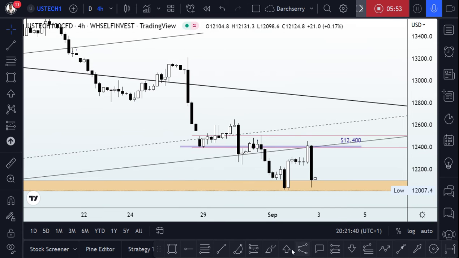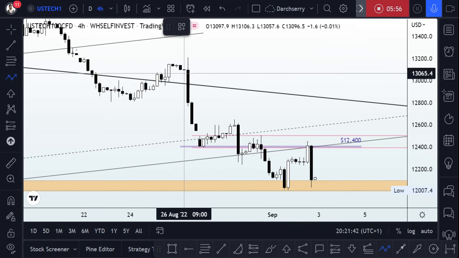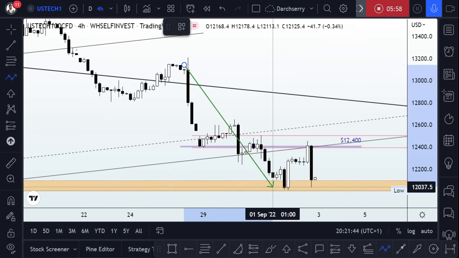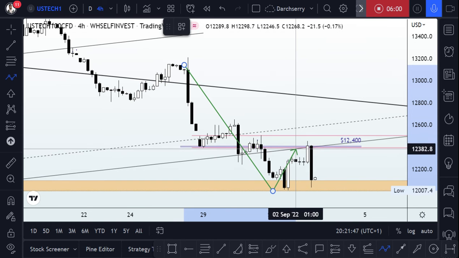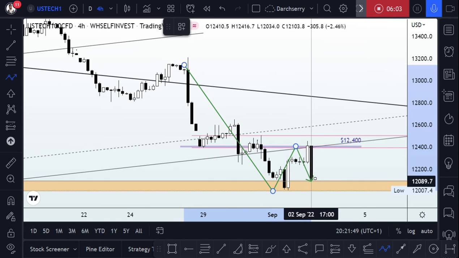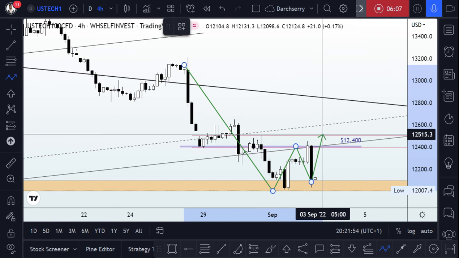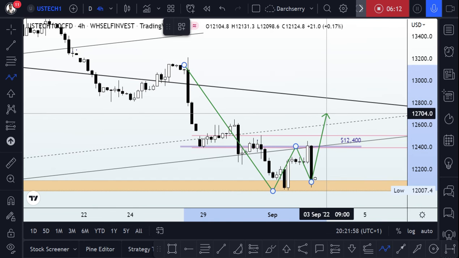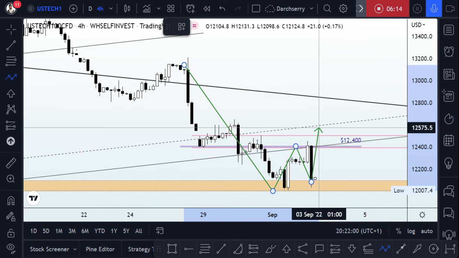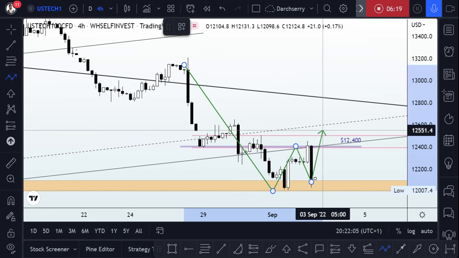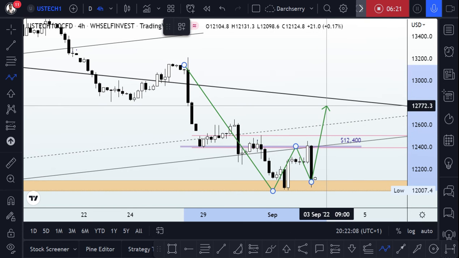what I want to see is, is the rejection of the 12,400 going to turn out to be a double bottom structure? That's one thing I want to look at. And if that happens, then I want to see a breakout of that neckline at the 12,400 area to give me a signal of bullish momentum. So when price breaks above this 12,400, you can see that breaking out of the 12,400 brings price right above that support level of the ascending channel. So if that happens, that's a signal.